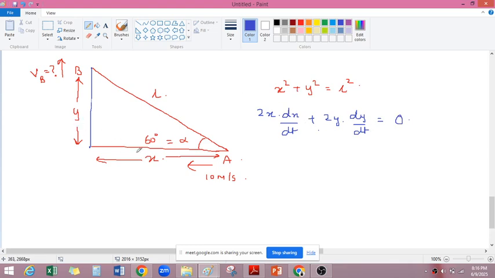So once you recognize that, right? So that means dx by dt, is it plus 10 or minus 10? Minus 10. So that means this is nothing but minus 10.